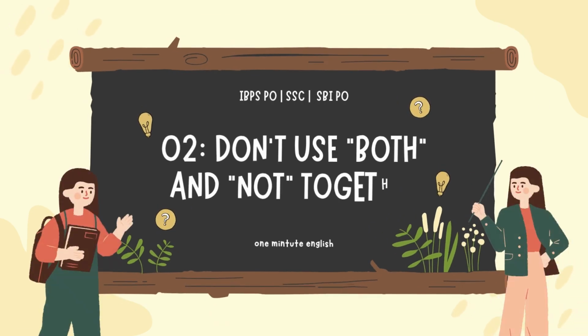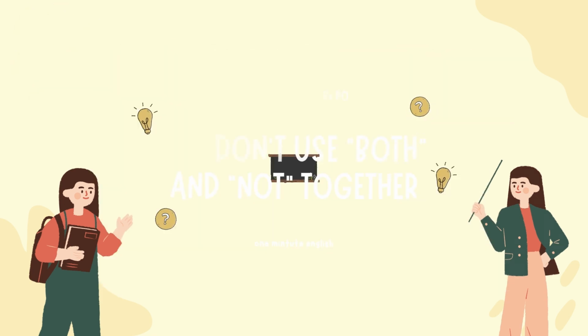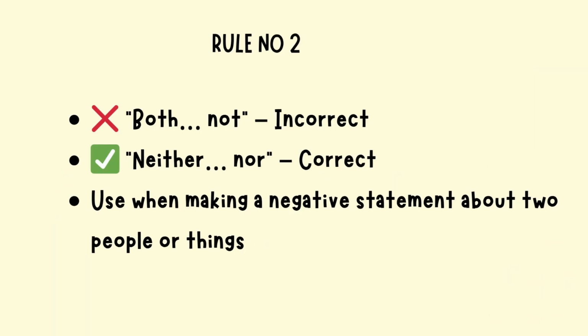Today we are going to discuss a grammar rule, especially important for exams like Bank PO and SSC. Let's understand why both and not cannot be used together and what to use instead. Many students mistakenly use both and not in a negative sentence. However, this combination is grammatically incorrect as both is used for positives and not signifies negatives. So this is not correct.